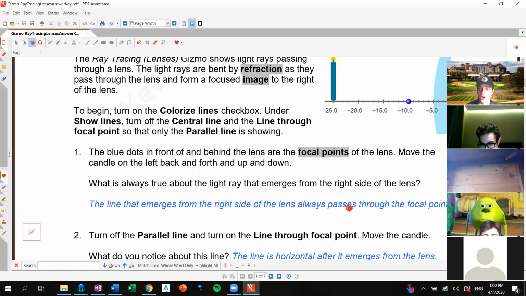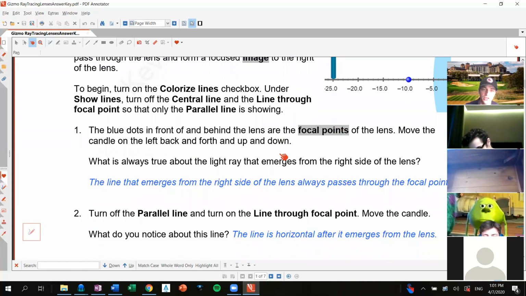You might, yeah. In a normal situation, when we did a unit test, if you were to write that it's a virtual focal point, you might lose half a mark because it's not virtual. It's a real image that we're forming here. Okay, so that's important. That's a great question, Tony.